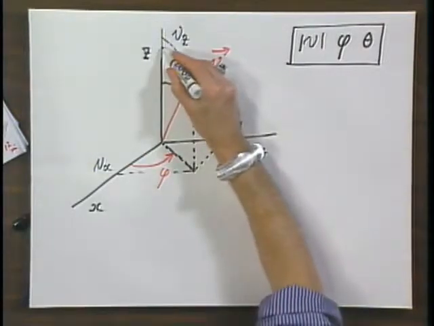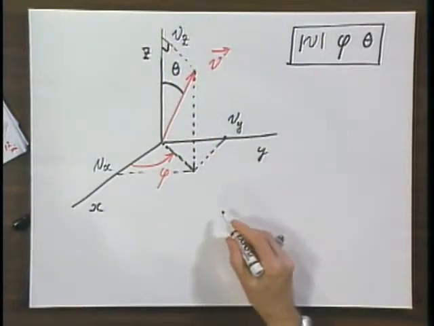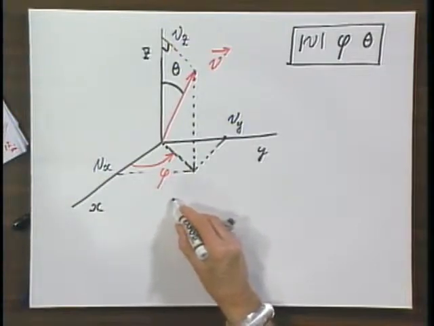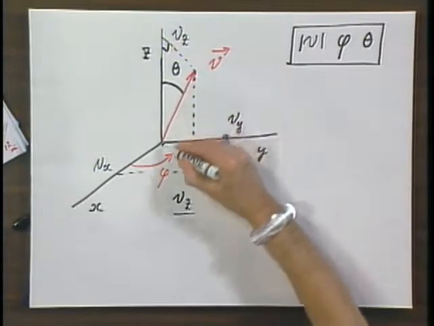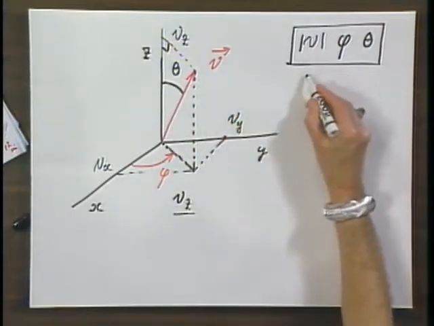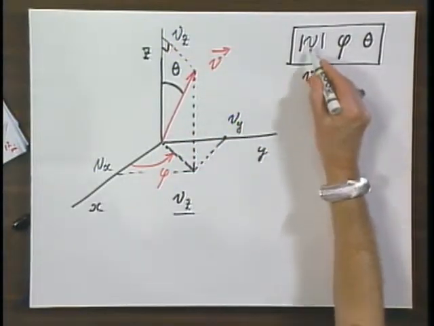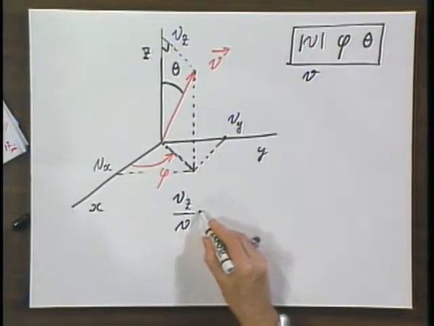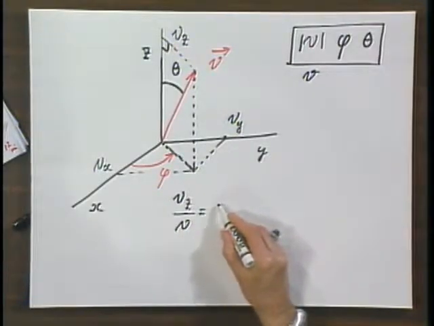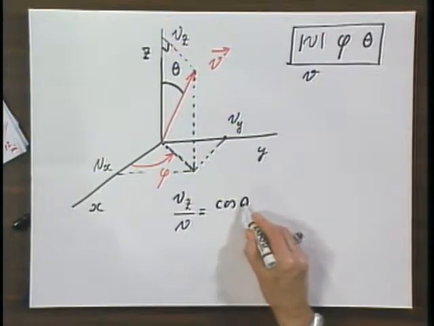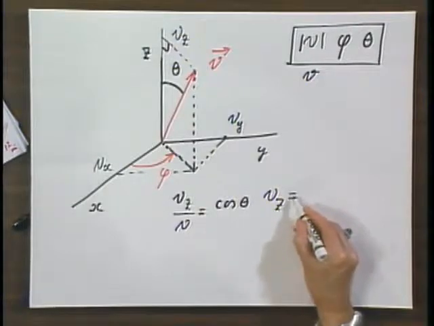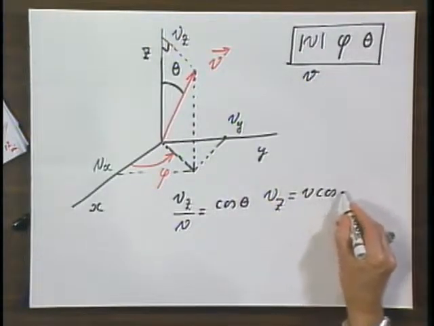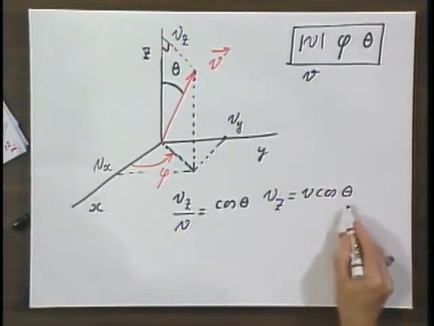Well, this angle is 90 degrees, so you will see immediately that V of z divided by the magnitude of this vector, the length of this vector, for which I will simply write a v, it's just easier for me now, divided by v, equals the cosine of theta. So V of z equals v times the cosine of theta. So that's easy.